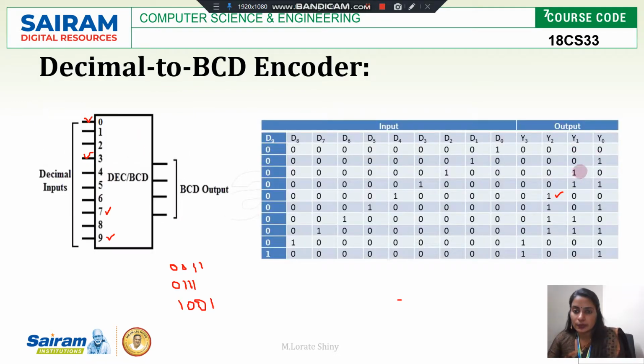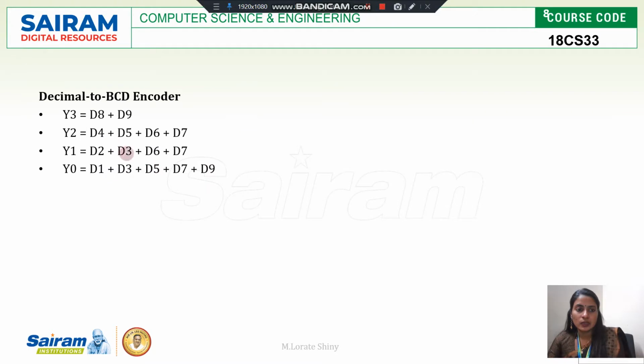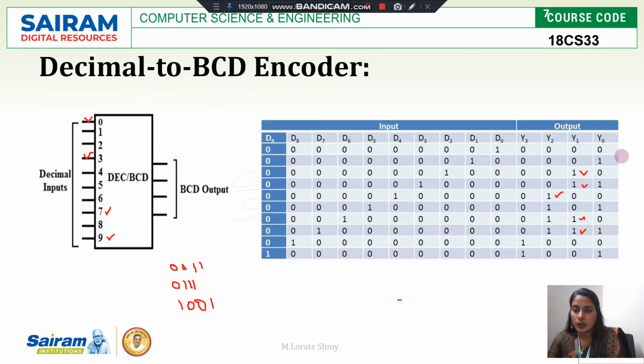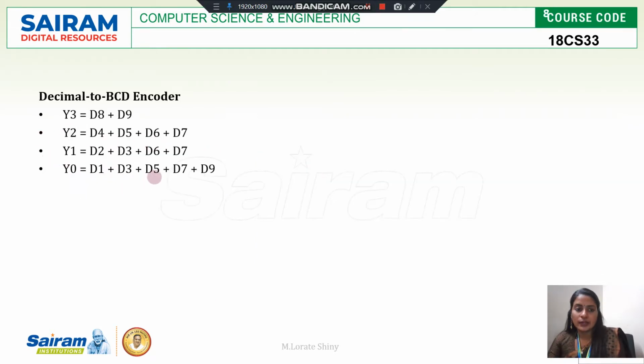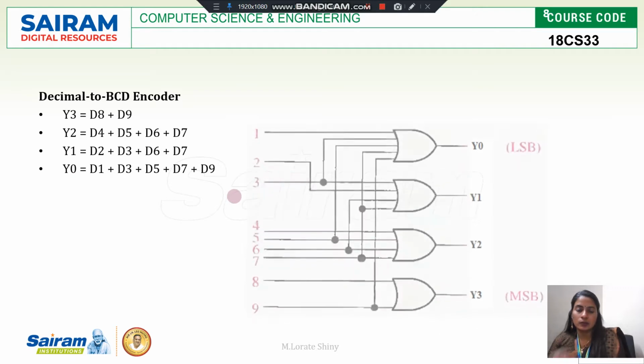Y1, this is D2, this is D3, this is D6, this is D7. So 2 3 6 7. Okay, now Y0 is D1, D3, D5, D7, D9: D1 D3 D5 D7 D9.